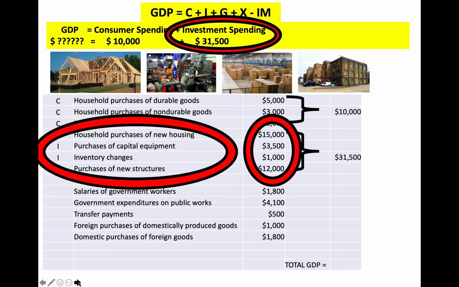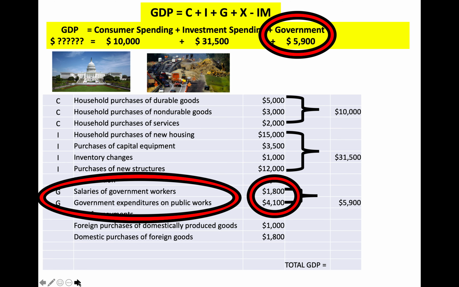If the businesses have built new buildings, that counts. And then remember that I said that people who buy a brand new house, their brand new house counts. So we have 4 elements that go into investment spending. Then we have the government spending. Basically, in this instance, we're only measuring government expenditures for the salary of government workers, and then any expenditures on public works.